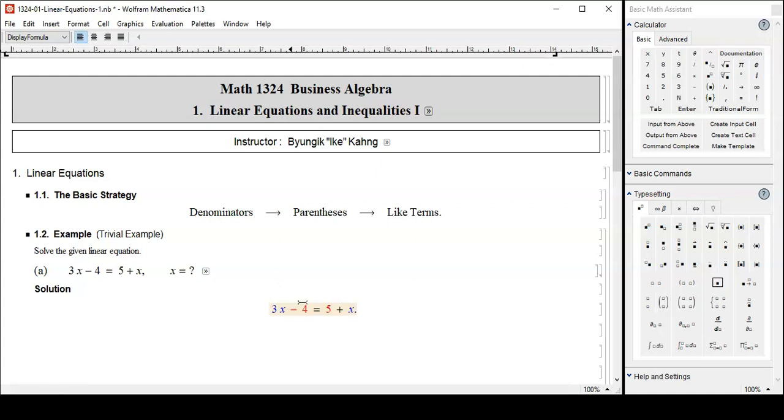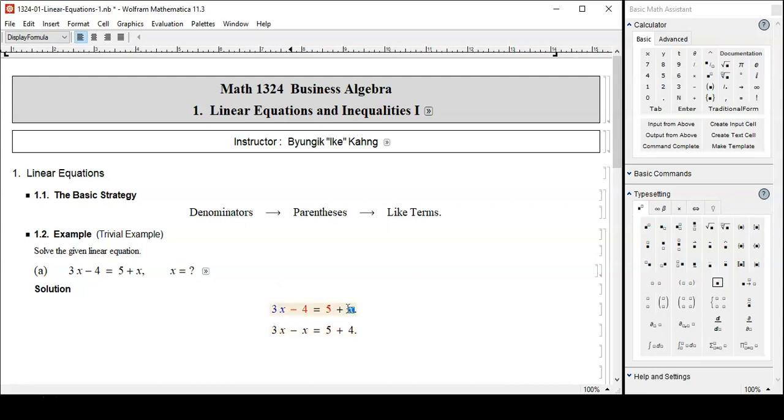Please note that I used negative 4, not just 4, because this negative sign is part of the number. You're just adding negative 4, not subtracting 4. It's more convenient that way. Now, how do you solve this? Let's take the like terms together. 3x is okay, but let's move x to the other side. And 5 is okay, and let's move 4 to the other side.